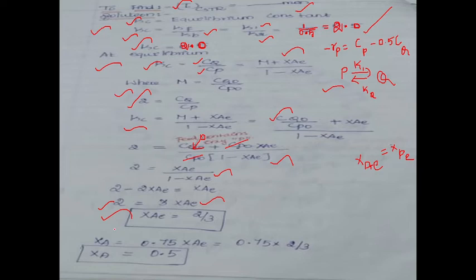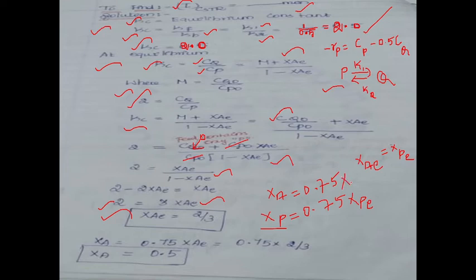So what is the condition given in our problem? XA or XB is equal to 0.75 times XPE. So this condition is given. Once you know the XPE value, substitute here and find out the conversion value. So this is written as XA equals the general equation, 0.75 times XAE, that is the equilibrium conversion XAE.